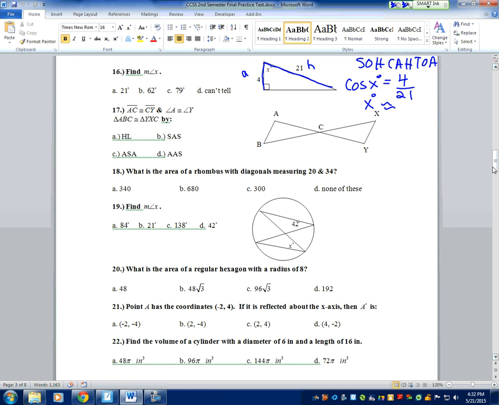It says syntax error. Well, on that one, I think you have to do second cosine first, and then do 4 divided by 21. Yep, 4 divided by 21. Make sure you're in degree mode, and hit enter, and it will give you the degree measurement.